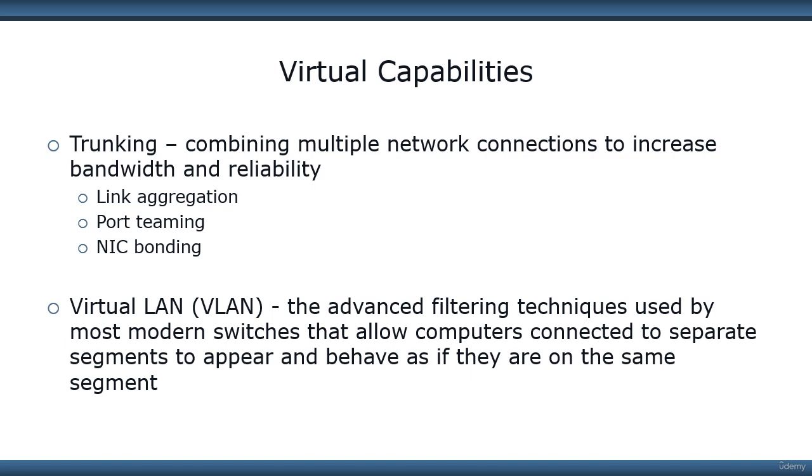Computers are connected to separate segments, they're connected to separate switches, but they all appear and behave as if they're on the same segment. Okay? In a single switch where you have multiple VLANs, then you're actually trying to logically segment these systems to control traffic, much like you would with subnets on a router. You can do the same thing with VLANs on a layer 3 switch.